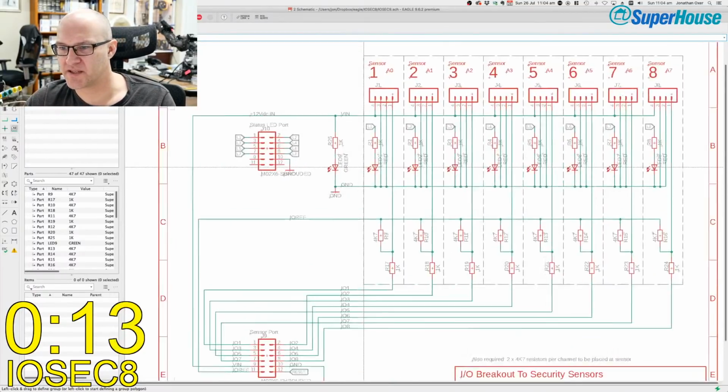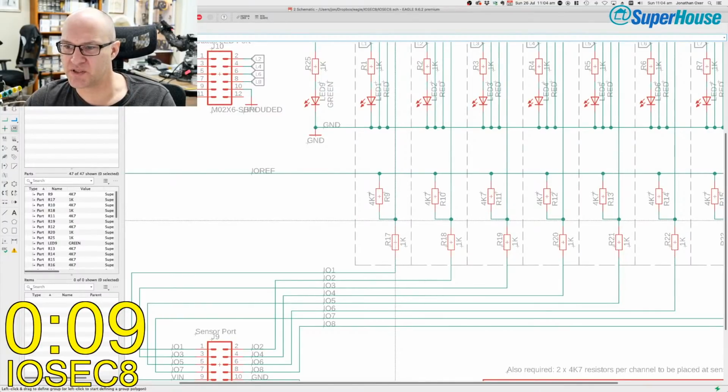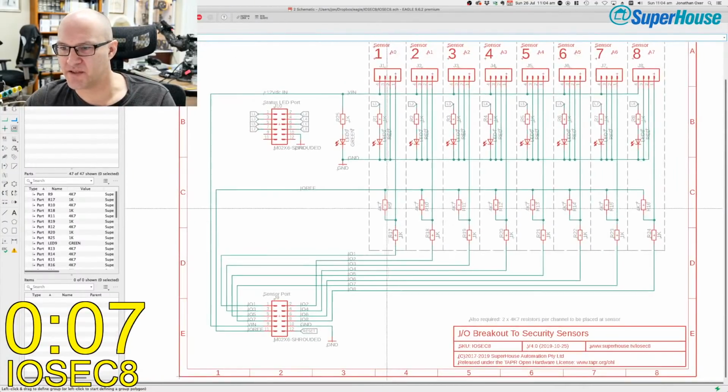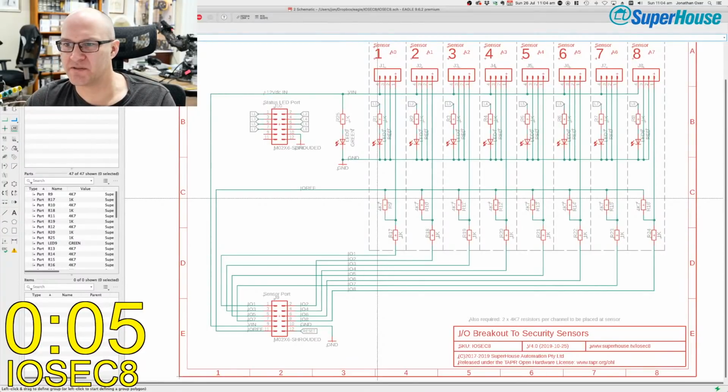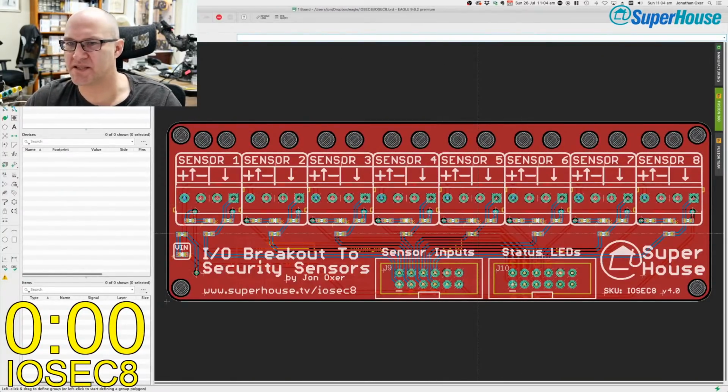And so what it does in this case is it's using analog inputs running into a voltage divider, and there is a resistor that is at the far end of the system. And so what this allows you to do is connect up to 8 security sensors and detect the state of the sensors.